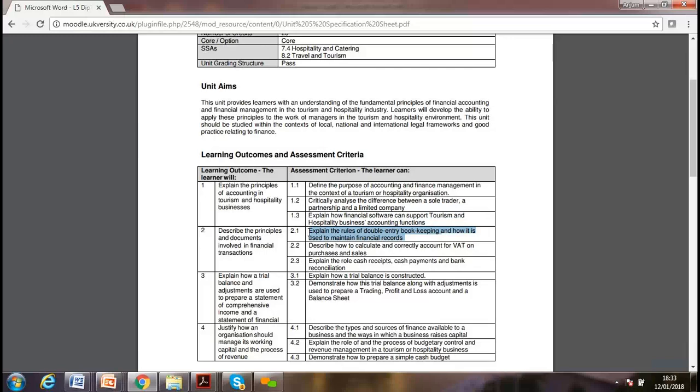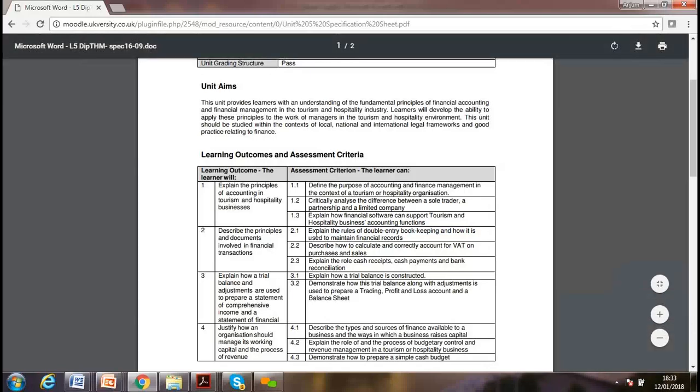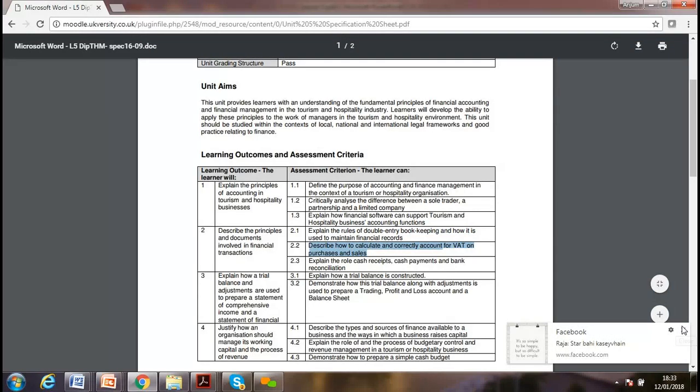And we discussed double entry bookkeeping rules, where we discussed debit and credit. We said debit is expense, asset, debtors, and we discussed what creditors mean. We discussed liabilities, income, and creditors. Those are supposed to be on the credit side. Then we described how to calculate correct VAT on purchases and sales during our last lesson. We did, and we calculated as well.